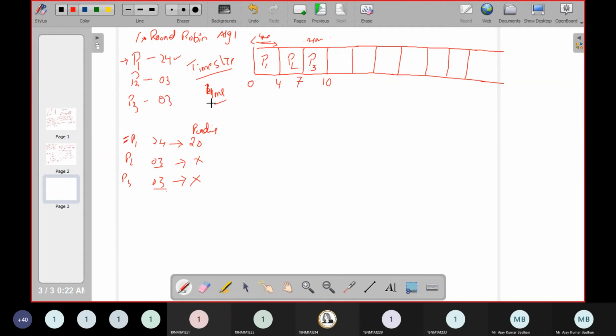Now you can say, sir, why don't we allocate P1 directly, because we don't have any other process now? We'll allocate 20 milliseconds to the process P1. Well, we can't do that. That's what we call the protocol of round robin. We have to give in slots only.